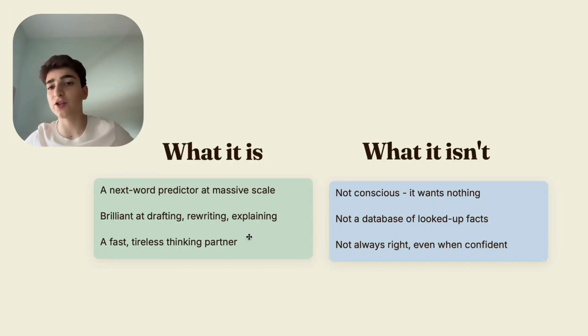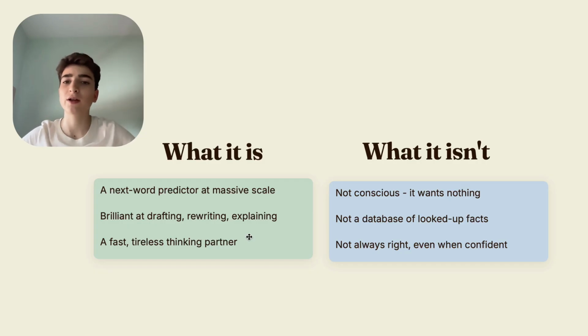First, let's differentiate what it is and what it isn't, a large language model. It is a next word predictor at a massive scale, because with every word it says in the response, it predicts the next word. So it basically predicts what is the most likely word that's going to come next. And because it has been trained on this massive scale of data, it's able to do this.